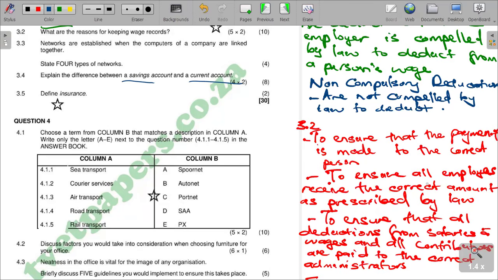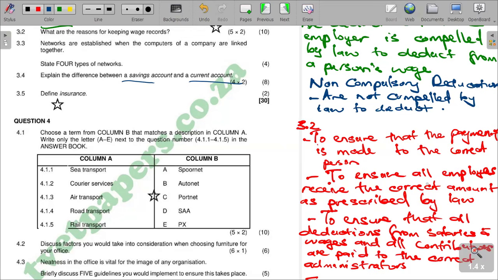Normally a current account is used as a safe place to deposit money and also to make payments by check, especially in the cashless society where we are going. It is also used for transferring money, to pay for things by means of a debit order, and to borrow money by means of an overdraft. Let's go to question 3.5.